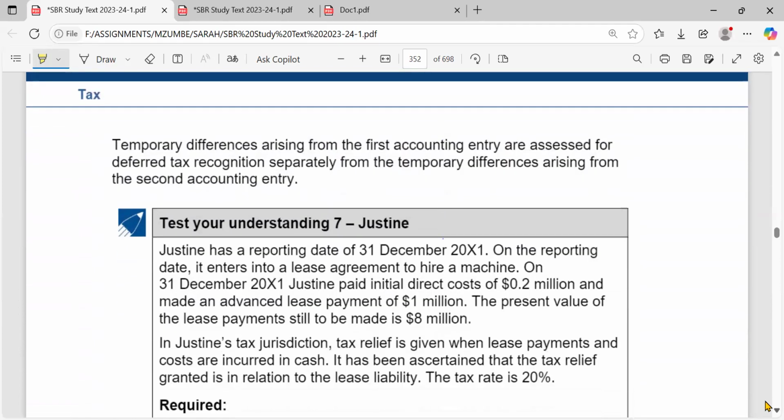Okay, let's proceed. So temporary differences arising from the first accounting entry are assessed for deferred tax recognition, right?